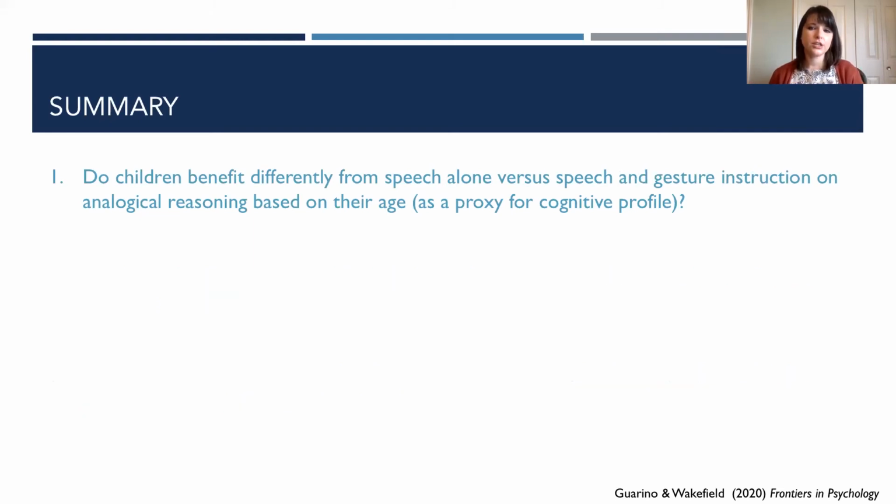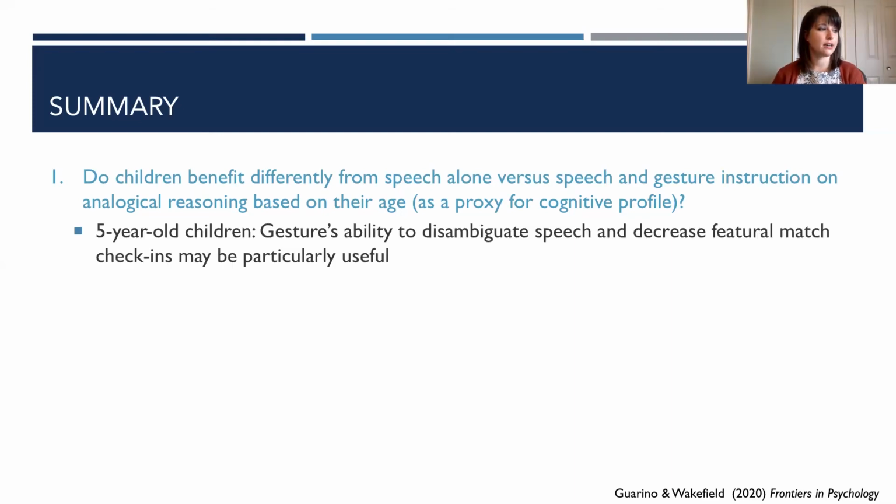To address that first question, our results suggest that yes, cognitive profile does seem to make a difference in children's learning. Specifically, gesture's ability to disambiguate speech and direct attention seems to be particularly useful for these 5-year-olds. They may be at this pivotal sweet spot in terms of development that I mentioned before. While they may have limited cognitive profile and immature analogical reasoning, their inhibitory control and working memory capacity are developed to the point that they can utilize the added support gesture provides.